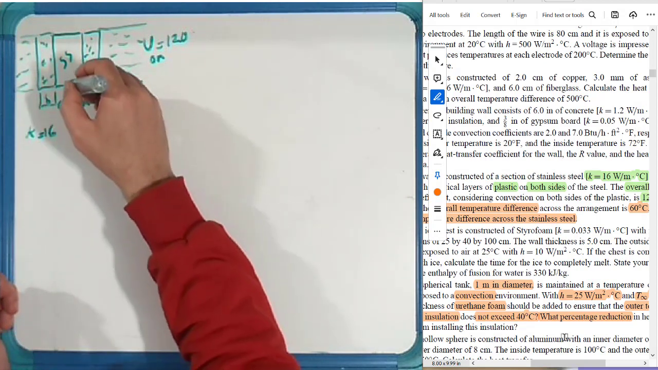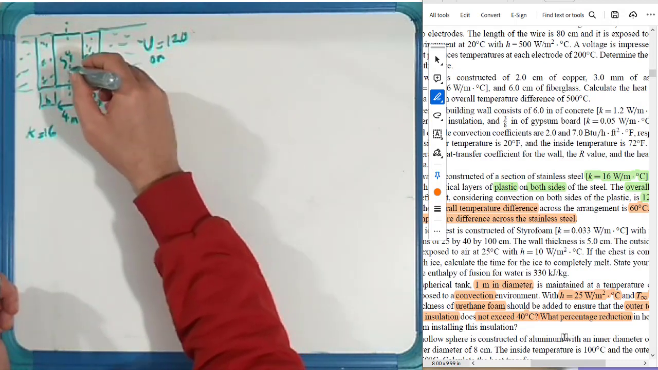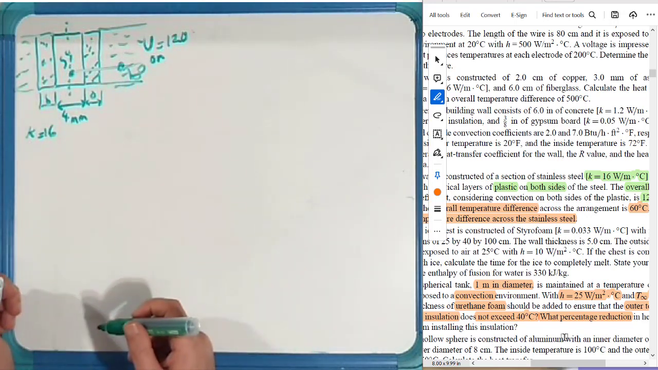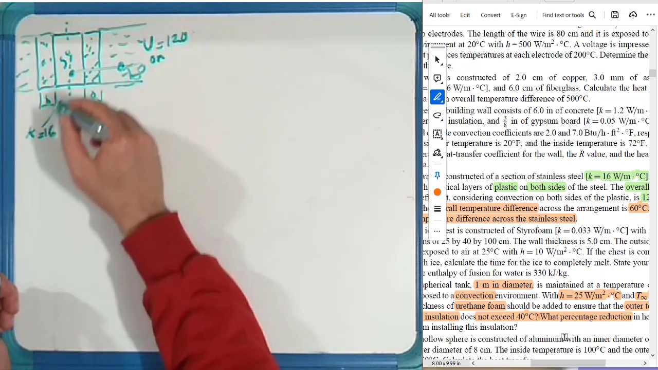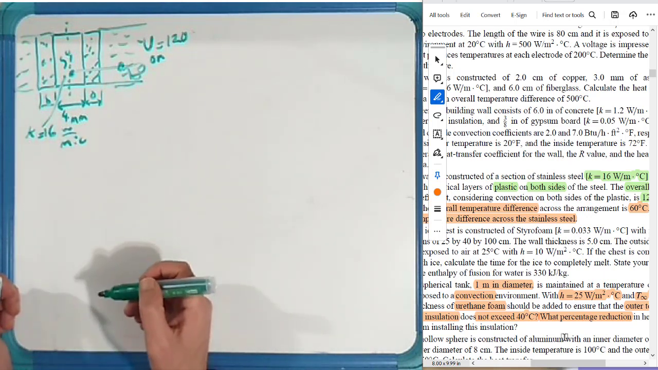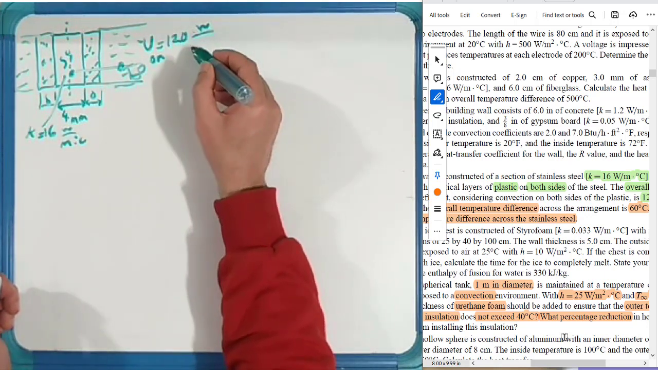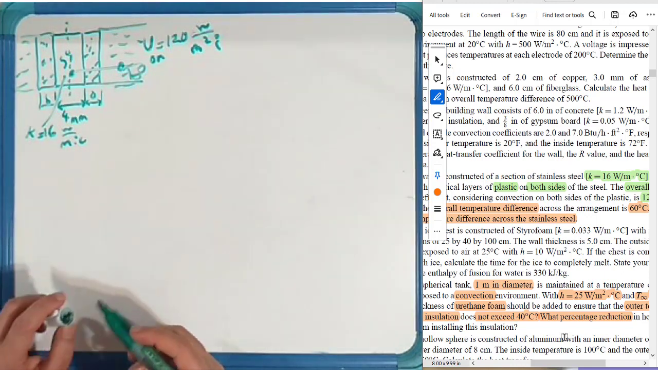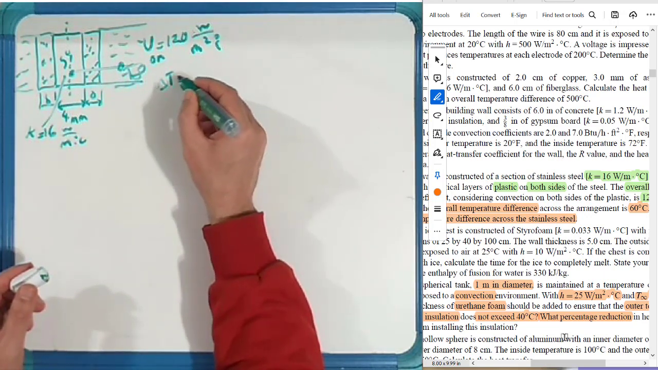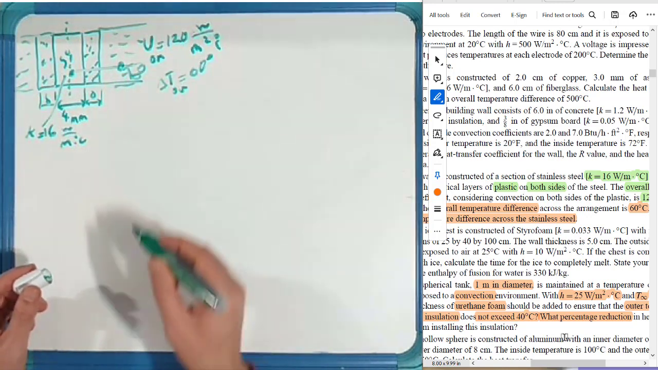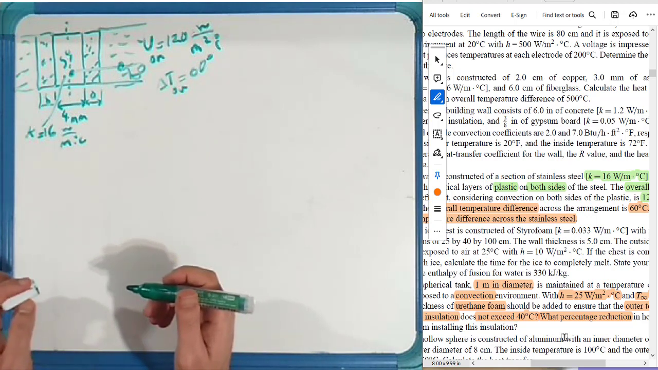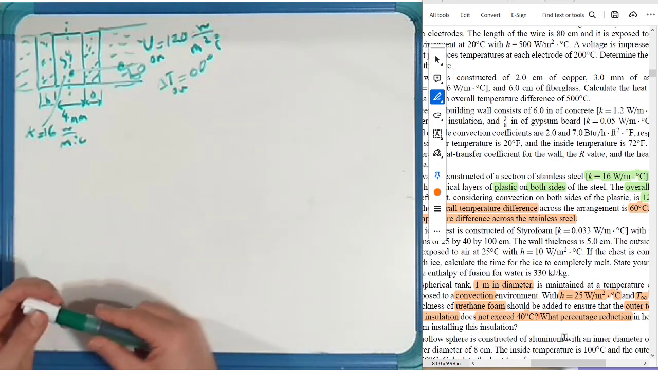It means from the center line to somewhere around here, T infinity. K for steel is 16 watts per meter degree Celsius, and the unit of U would be watts per meter square degree Celsius. And delta T overall will be 60 degrees Celsius.